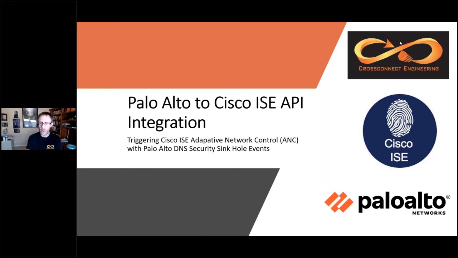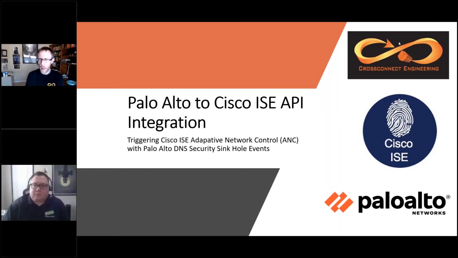Getting solutions from two different vendors to communicate can be a challenge, but today we're diving into how you can integrate two of the most popular ones, Palo Alto Firewalls and Cisco ISE. Today we'll go over how our security lead created an API integration to take reporting from Palo Alto Firewalls and automatically quarantine flagged IP addresses.